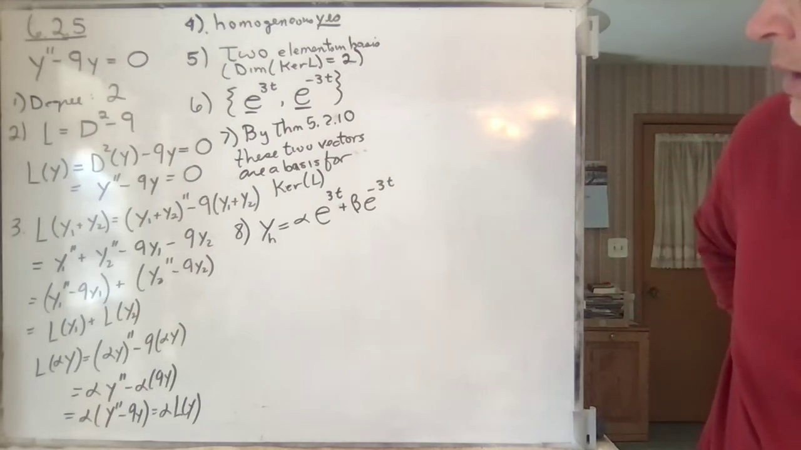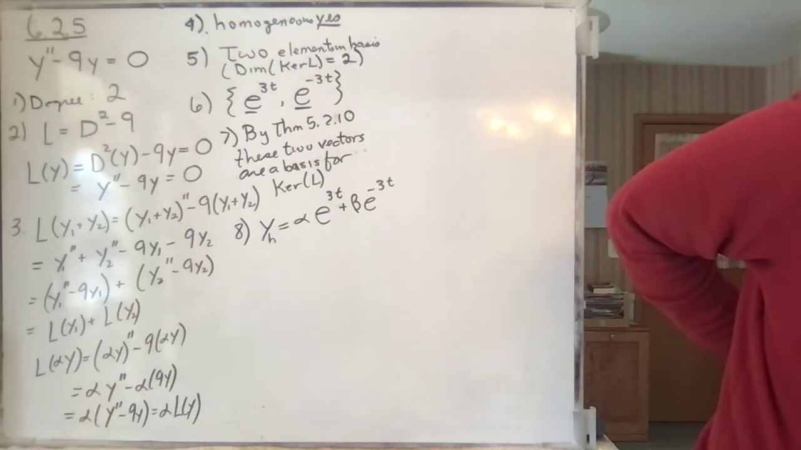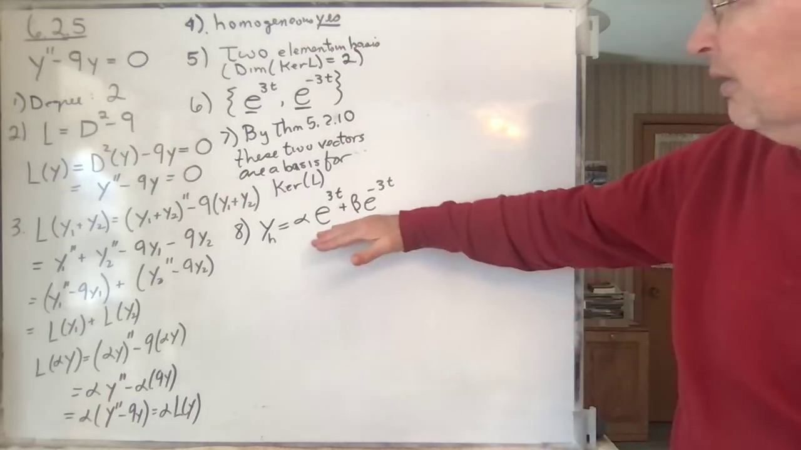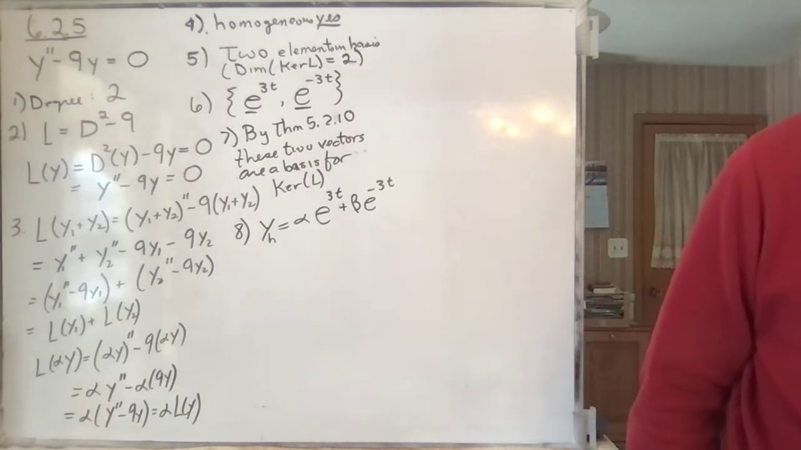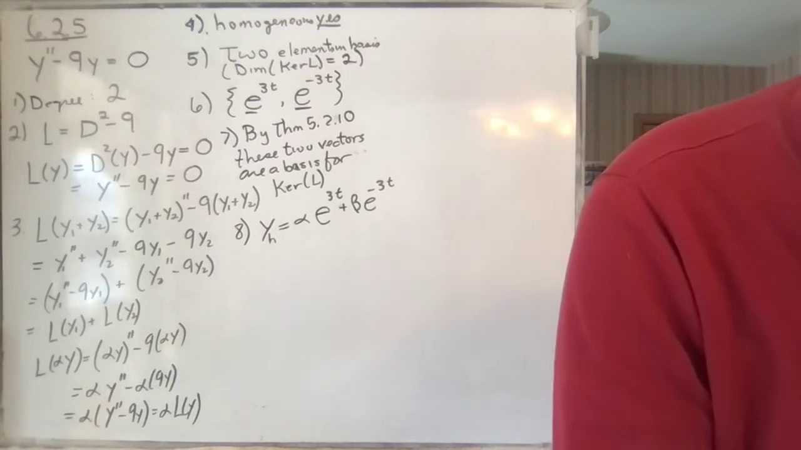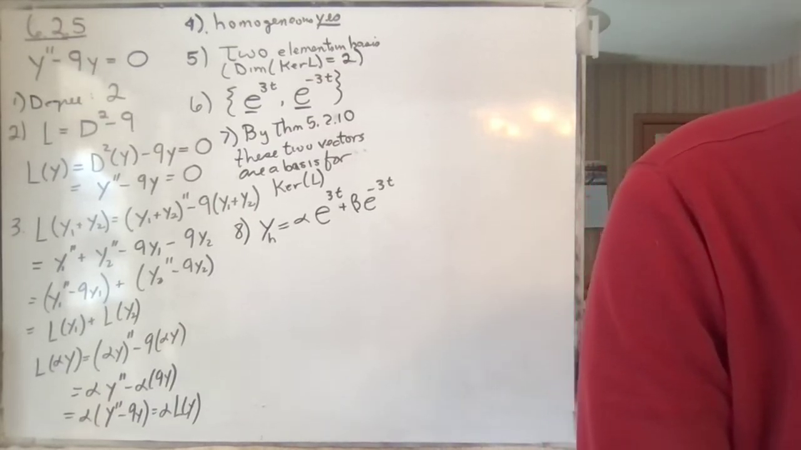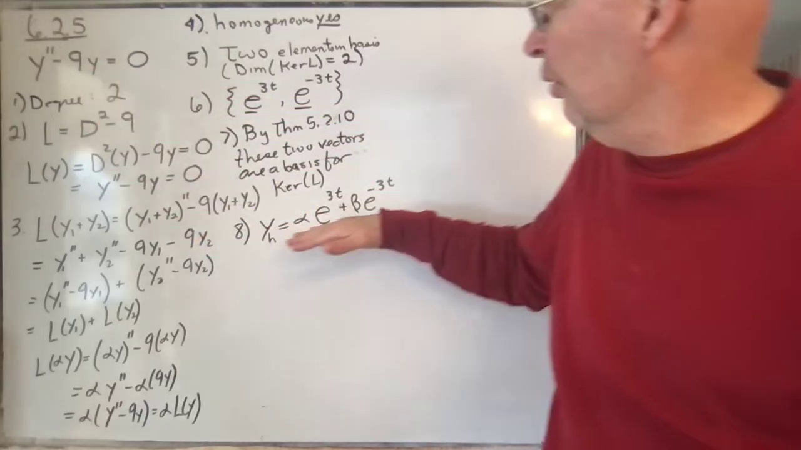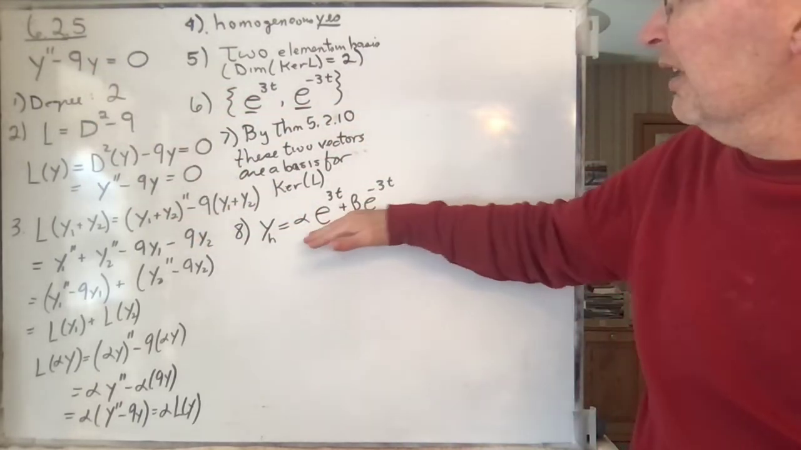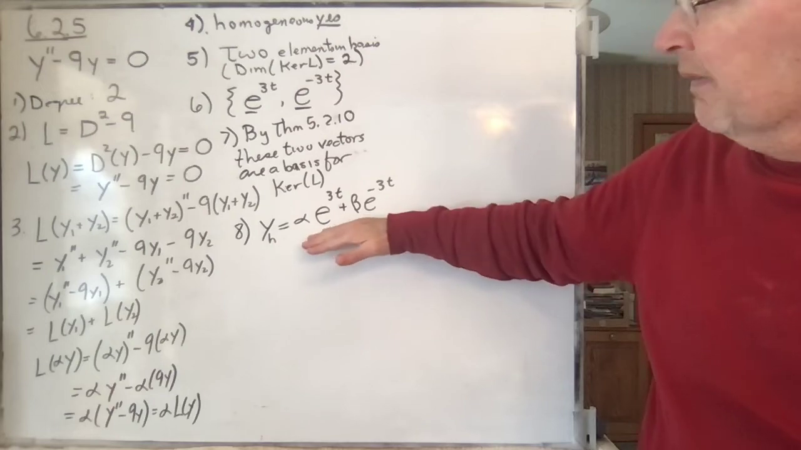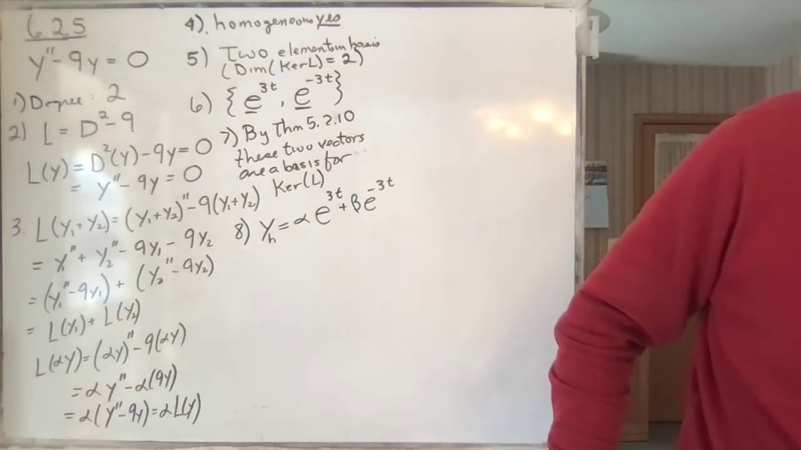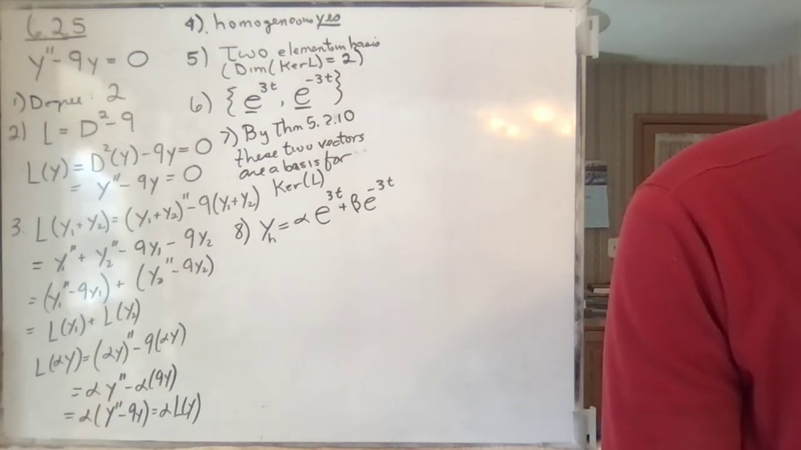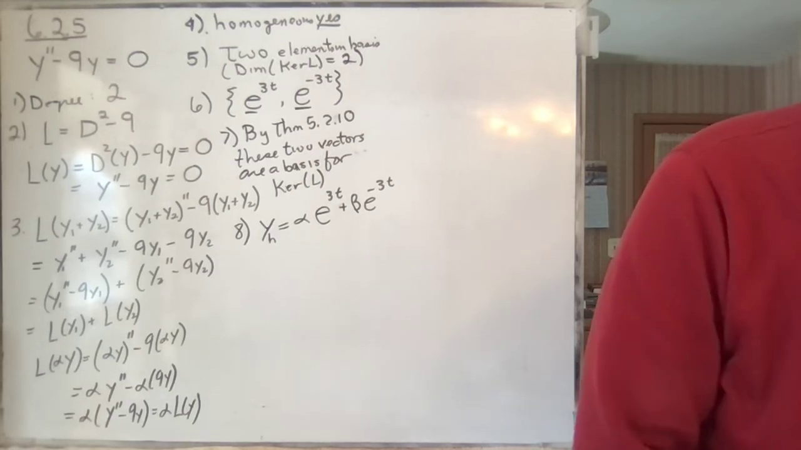So that's number 8. Write a general solution, explain why it is a general solution. There it is right there. That all uses Theorem 6.21 from this section. It basically says that the dimension is equal to the degree of the differential equation. So since the degree is 2, all I need to do is find 2 linearly independent solutions, and I've got my general answer right there. Now we're going to go on to explore Theorem 6.23.